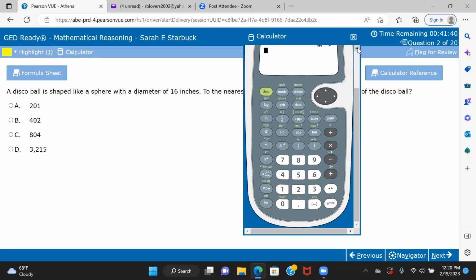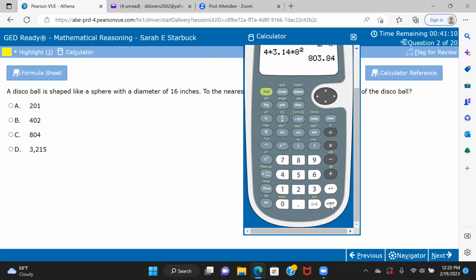So let's do 4 times 3.14. So instead of pi, we're using 3.14 times 8, and then that x squared button. Yeah, and hit enter. So what this is, is the approximation. The other one was giving you the exact answer.